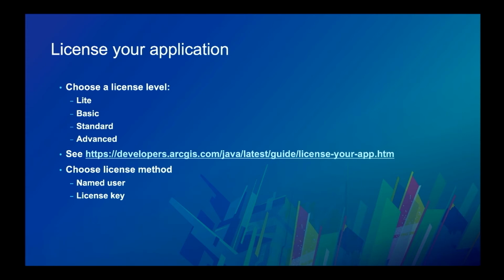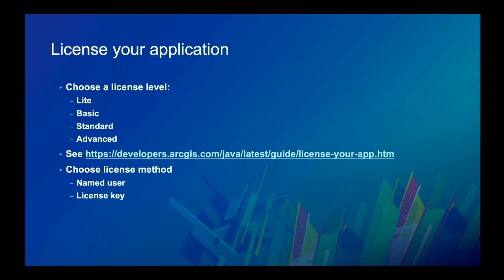Now, there are two approaches that we have to licensing your application. The first of which is what we call named user. So if you are a user of ArcGIS Online and you have access to an organization, or maybe you have access to your own portal internally, you can license your application by just simply logging into the portal or ArcGIS Online. Now, the second method that we have, because we recognize that not everybody is a customer of ArcGIS Online, is the license key.